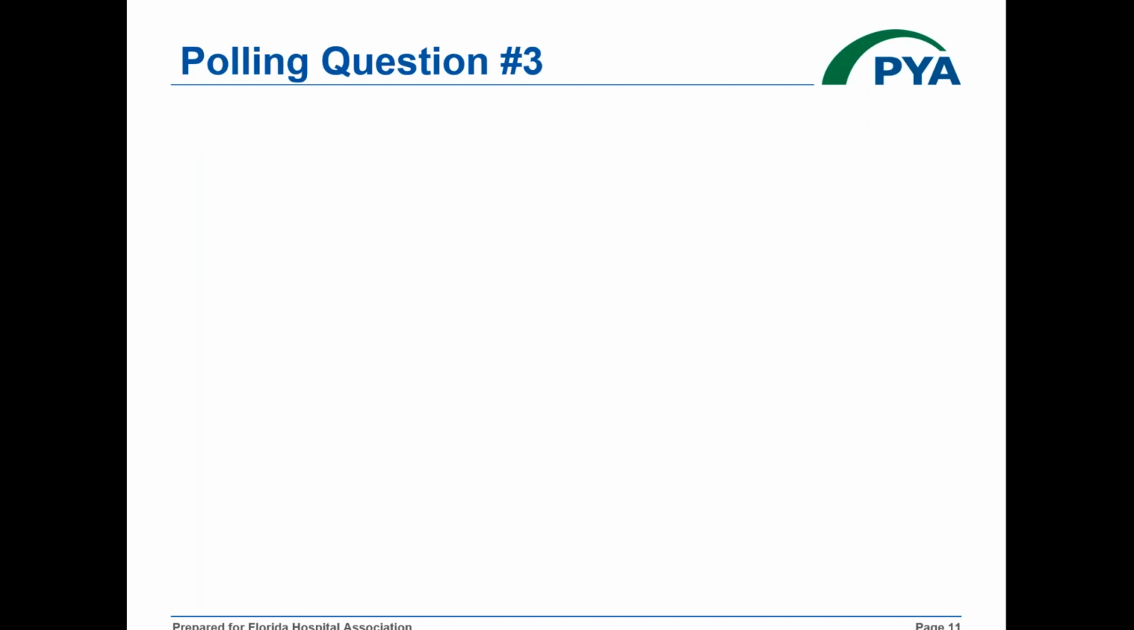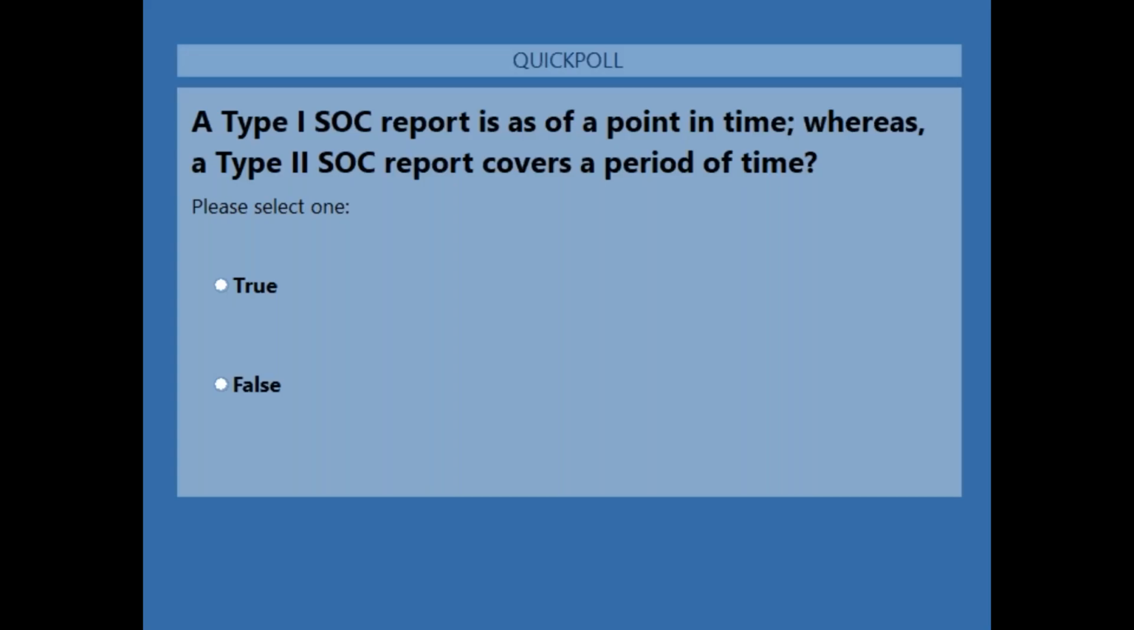With that, let's move into our third and final polling question. The third polling question is, a Type 1 SOC report is as of a point in time, whereas a Type 2 SOC report covers a period of time. Please select one, true or false. Remember, you must fill out the polling questions in order to receive CPE credit. You will have 30 seconds to answer.